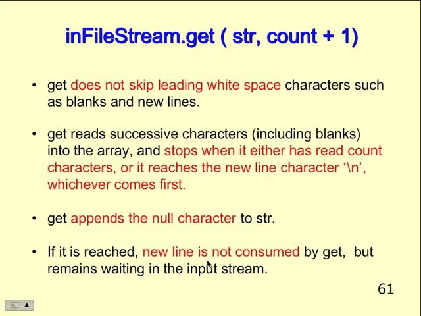So if it's reached the new line, the new line is not consumed by get, so you don't put a new line in there, it just reads the new line and stops at that point. But the remainder remains waiting in the input stream, not captured into the string. So as an example, you're reading an input stream that's coming through, and there's a line return at the end of that line. It reaches the end of the line return, doesn't capture the end of the line return symbol, instead it just stops.